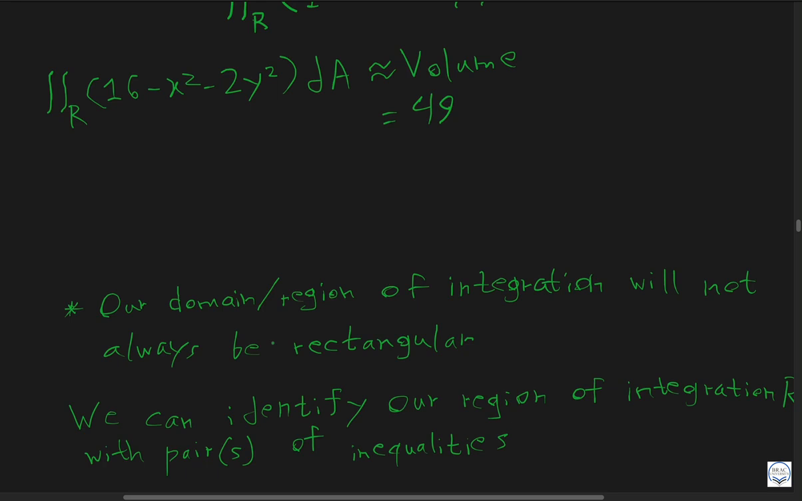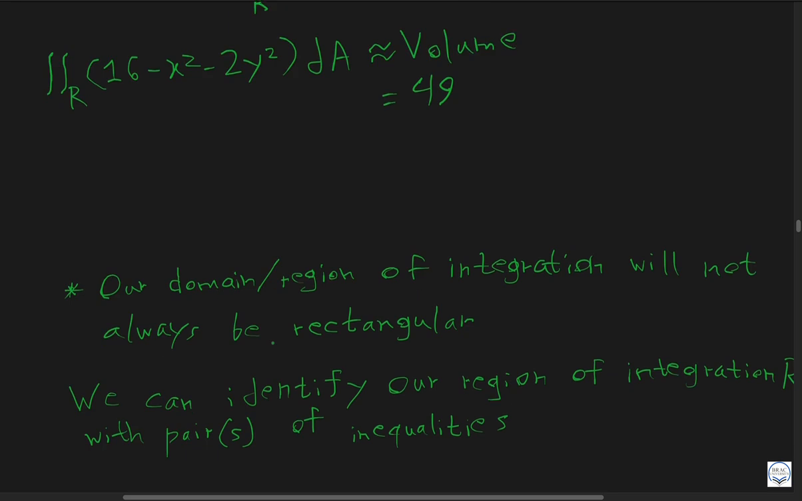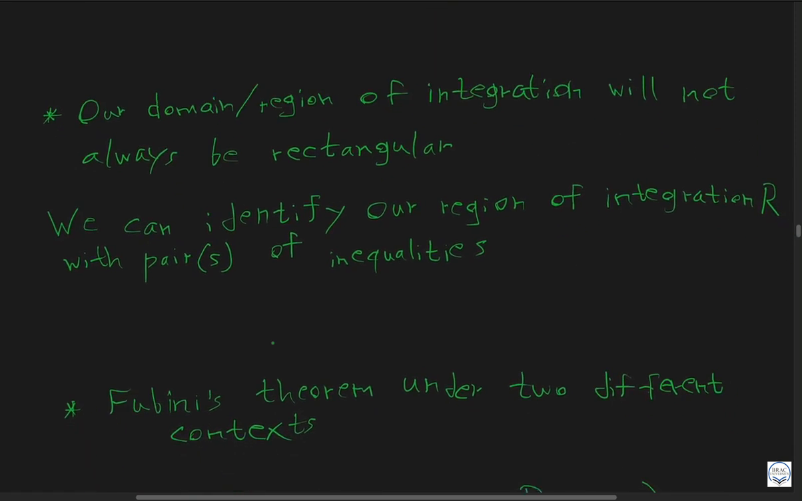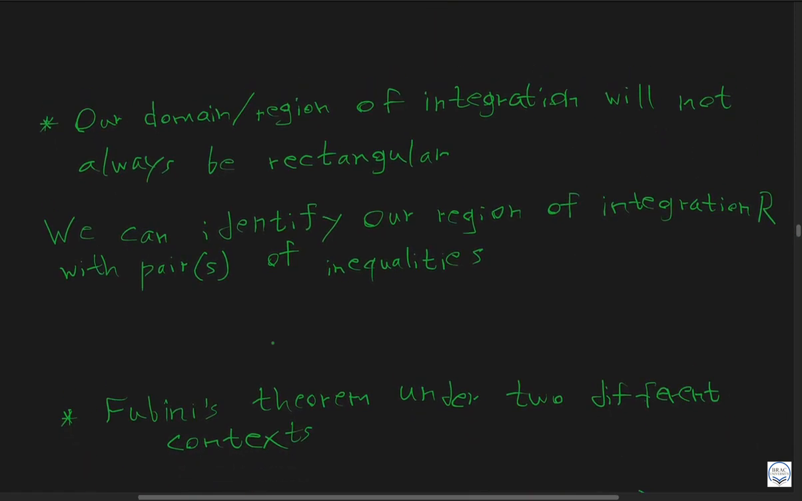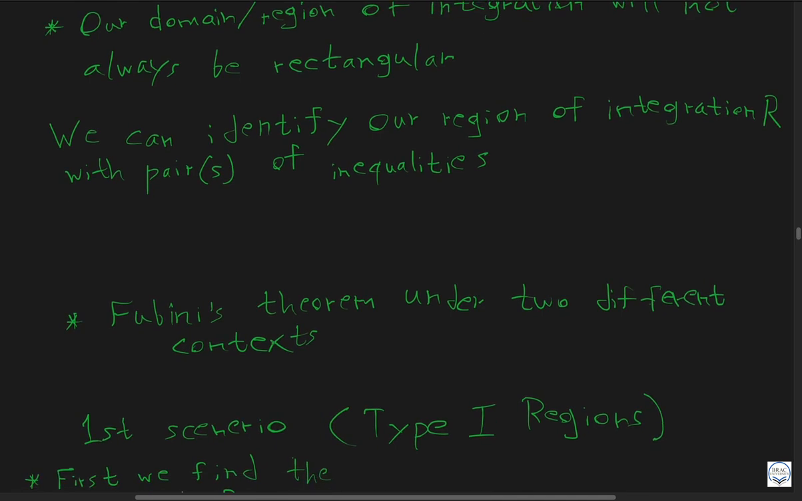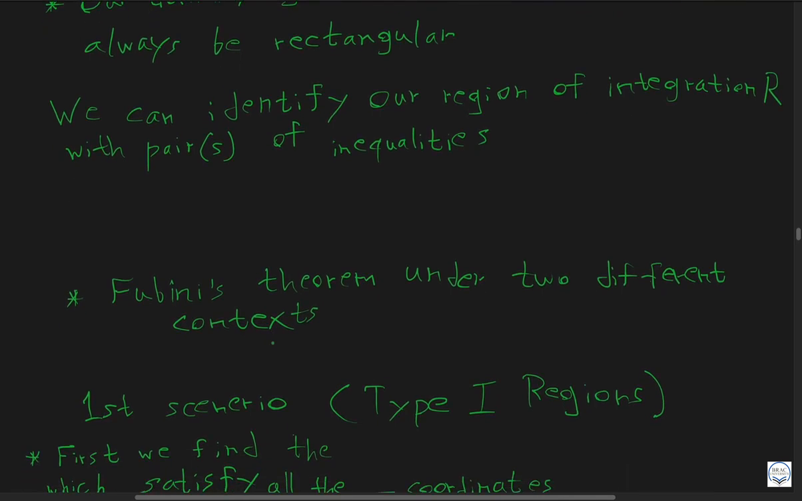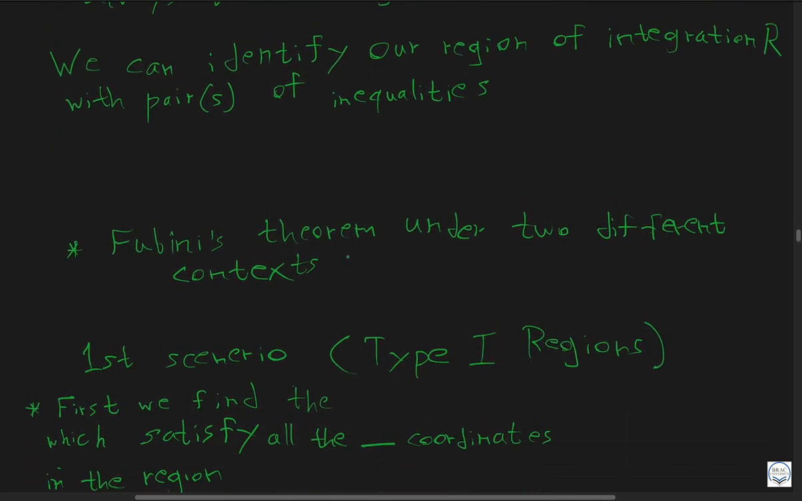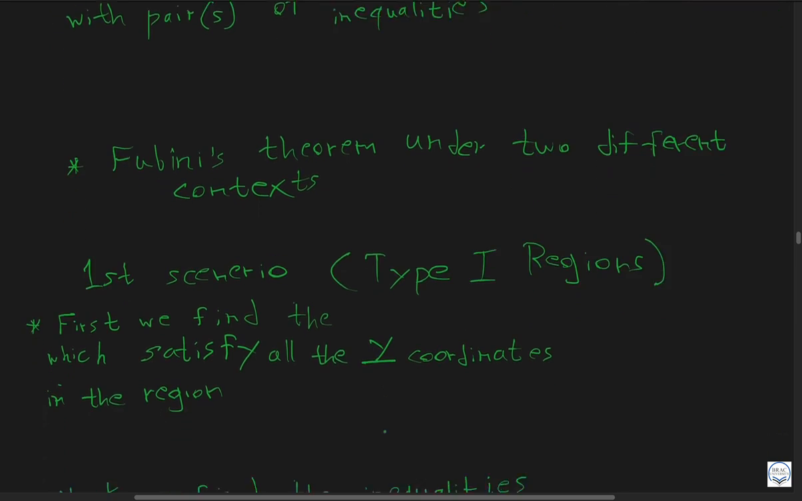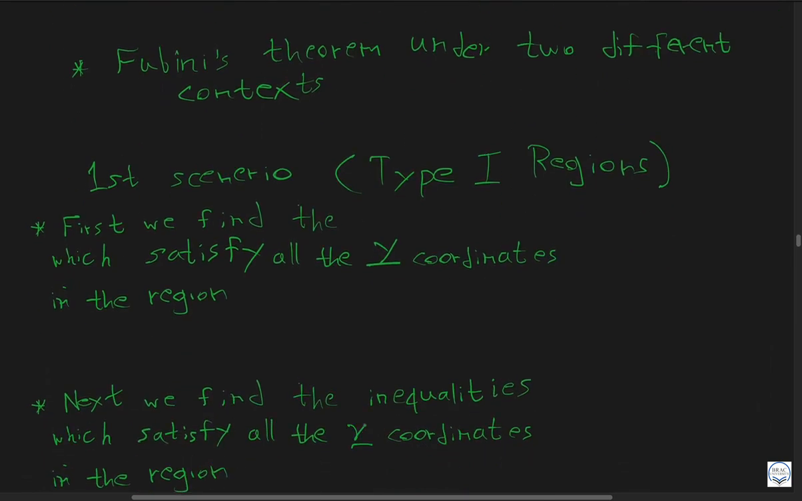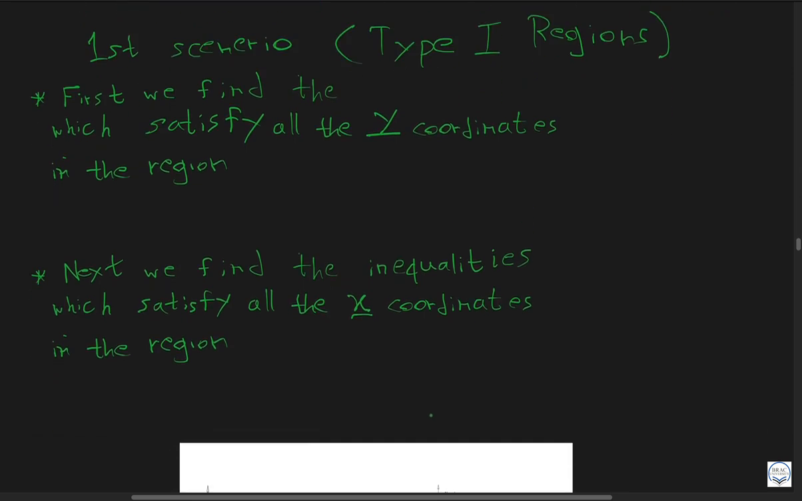So far, we have been looking at regions of integration where the region R was rectangular. Now, what if the region is not rectangular? We'll look at a few cases where the domain or the region of integration is not rectangular. In order to identify these regions, we'll use either a single pair of inequalities or multiple pairs of inequalities. We'll also apply Fubini's theorem in two different circumstances. The first one is applying Fubini's theorem on type 1 regions. Now, what is a type 1 region?